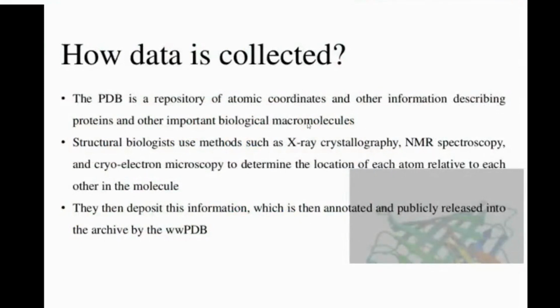How the data is collected. The PDB is a repository of atomic coordinates and other information describing the protein and other important biological macromolecules. The structural biologist uses methods such as X-ray crystallography, NMR spectroscopy, and cryo-electron microscopy to determine the location of each atom relative to each other in a molecule. They then deposit this information, which is then annotated and publicly released into the archive by wwPDB.